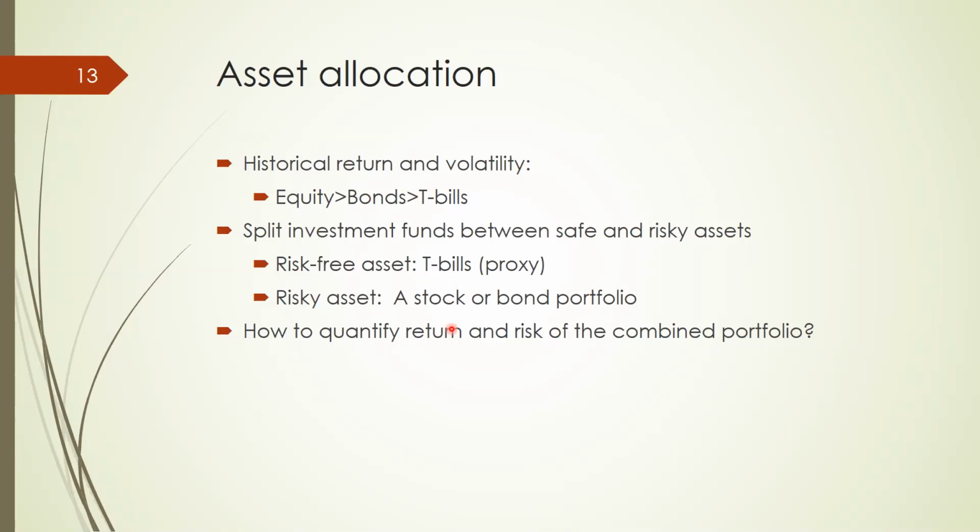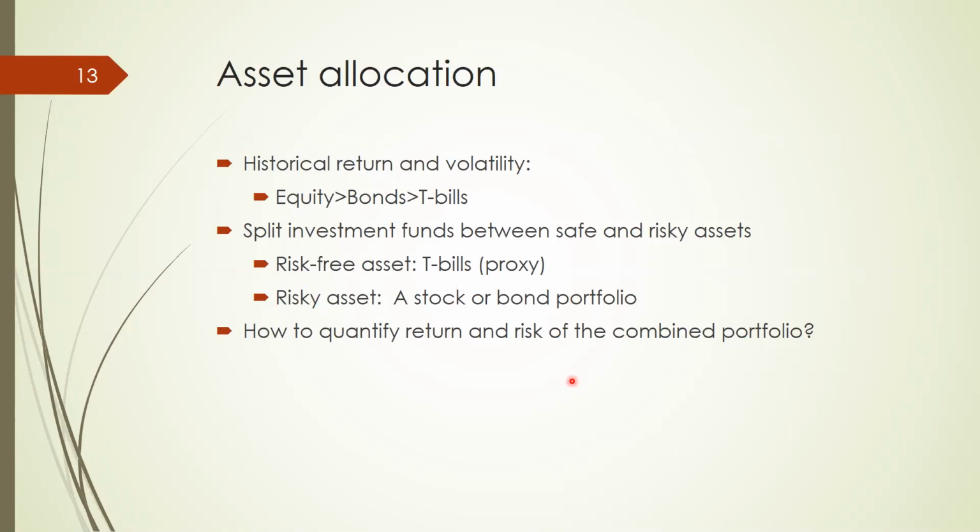Now let's go to asset allocation. Historical returns show that equity outperforms bonds, which outperform T-bills, although equity is riskier than bonds, and bonds are riskier than T-bills. So the first asset allocation problem we are tackling is to split the investment fund between one risk-free asset and one risky asset. The risk-free asset will be the T-bill. The risky asset can be a stock portfolio, a bond portfolio, or a portfolio that combines both stocks and bonds.